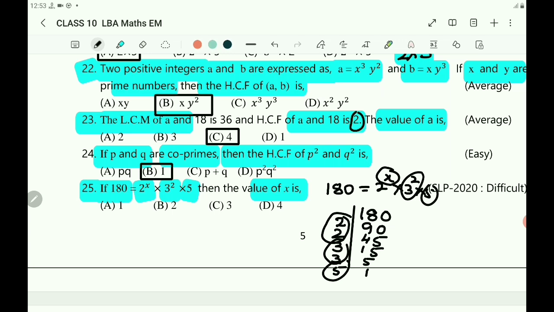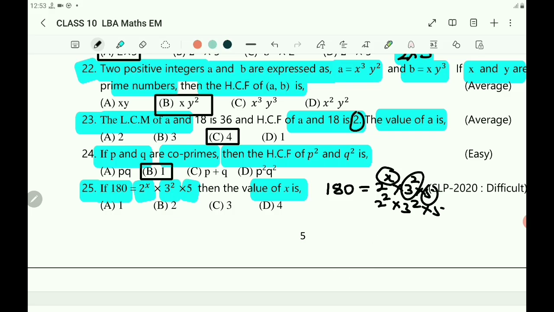Here what you have to write, 2 power 2 into 3 power 2 into 5. So the answer becomes 2 power 2, 2 occurs 2 times, into 3 power 2, 3 occurs 2 times, 5 power 1, 5 occurs 1 time.